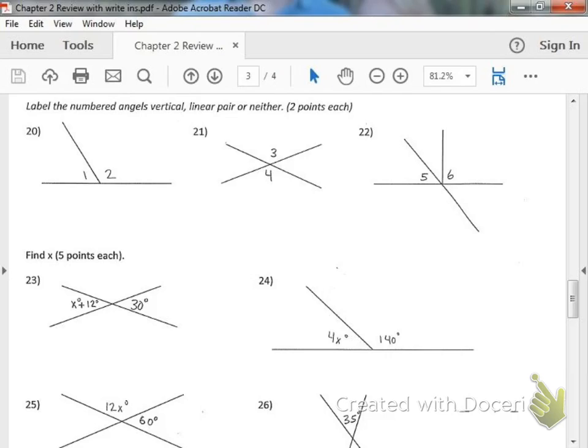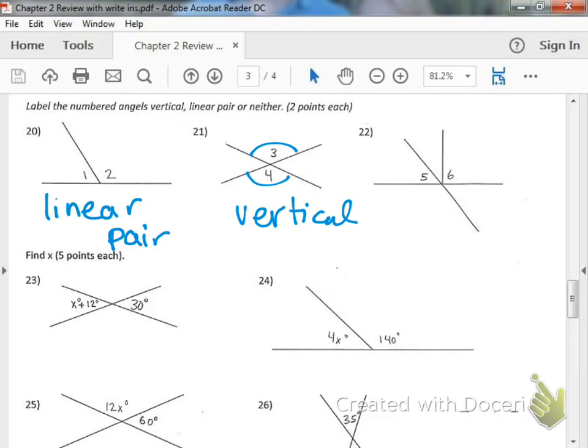Yes. Number 20 is a linear pair because when you put the angles together, they form a line. So line, like linear line. Okay? 21, they're right across from each other. Vertical, good. And then 22? Neither. There's nothing special. Those are just 2 angles.